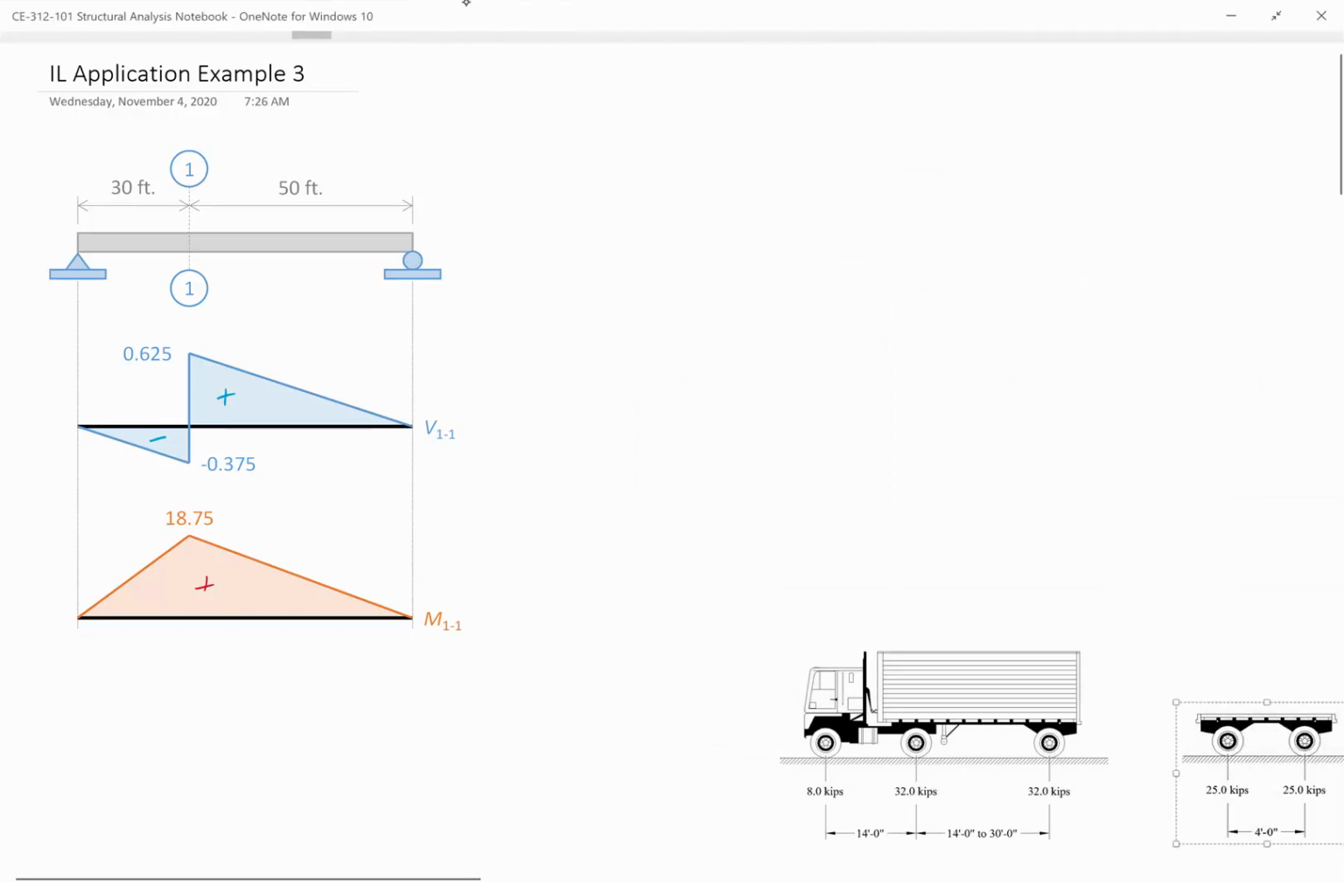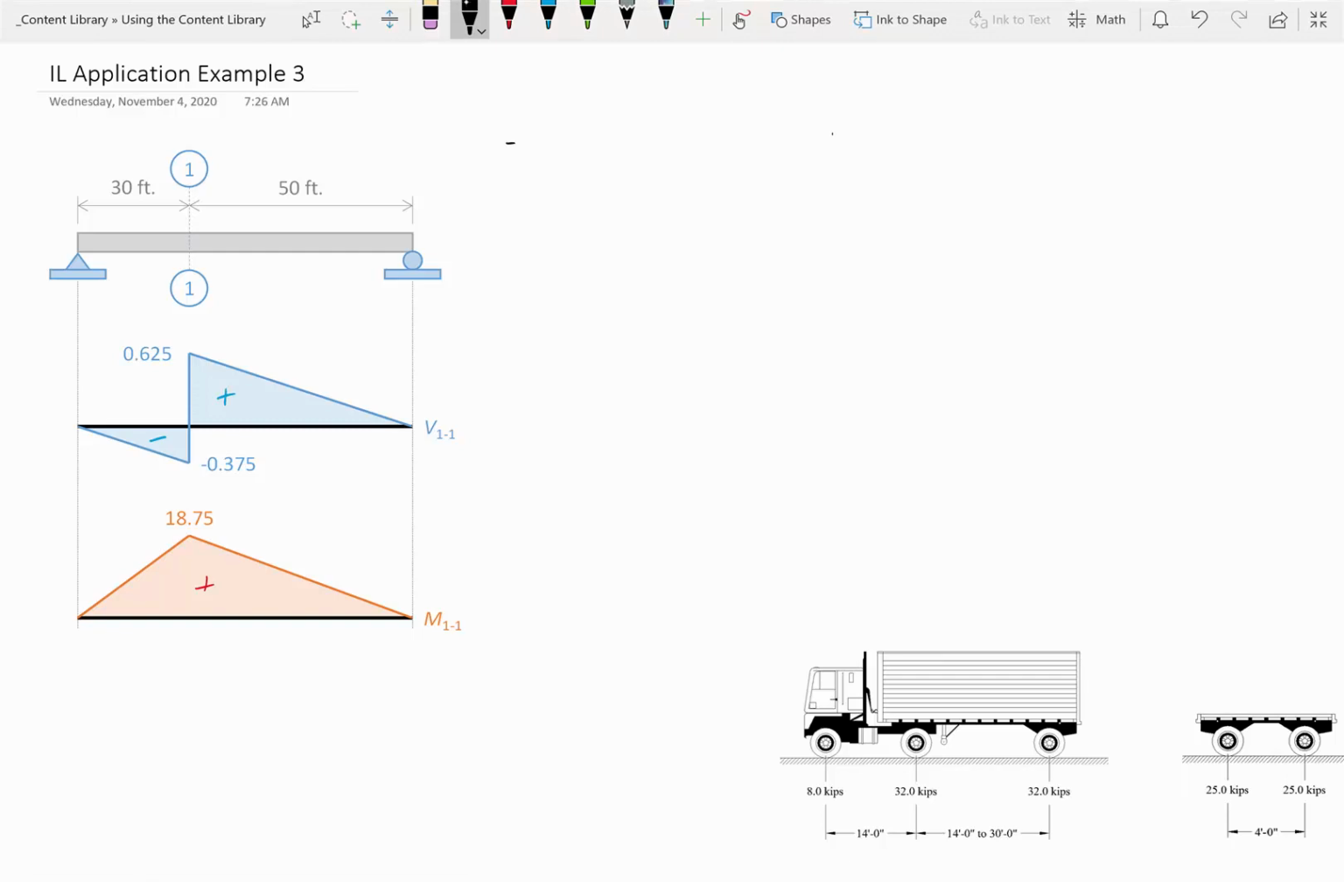So let's do AASHTO lane loading. And remember, we take the lane to be 0.64 kips per foot. Okay, so first off, we need some areas. So let's look at shear first. Shear. Okay, so for shear, we need the positive area and we need the negative area.